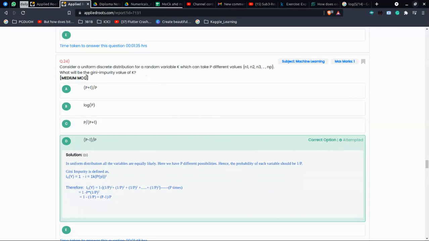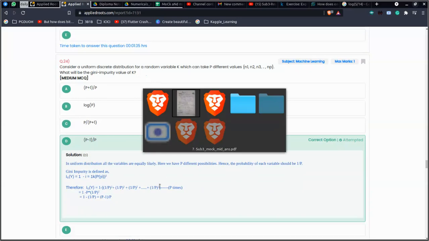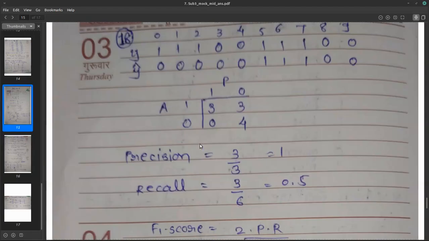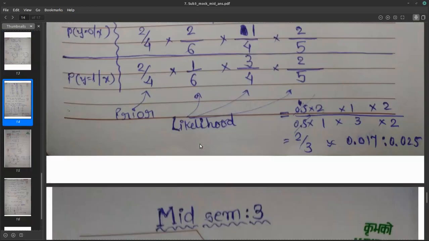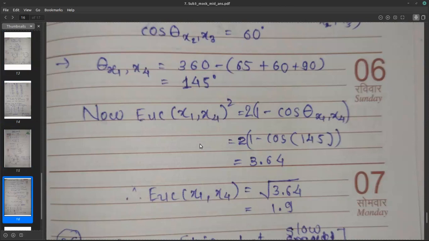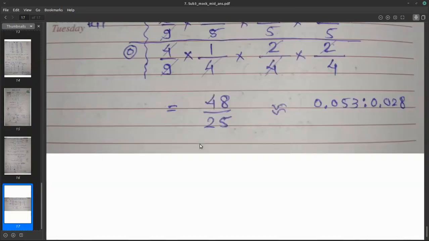Okay, for Gini impurity, again I missed this. Let me see if I wrote this or not. I must have missed that. Mid sem 3. Yes, I again missed that.